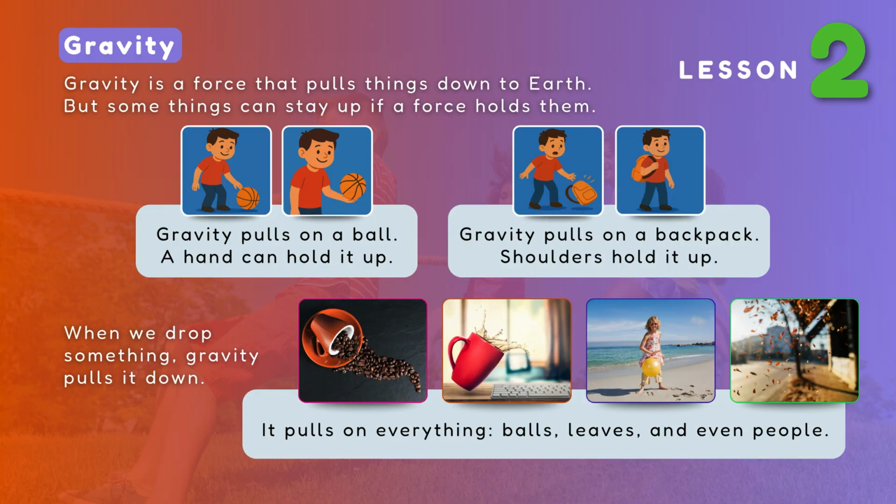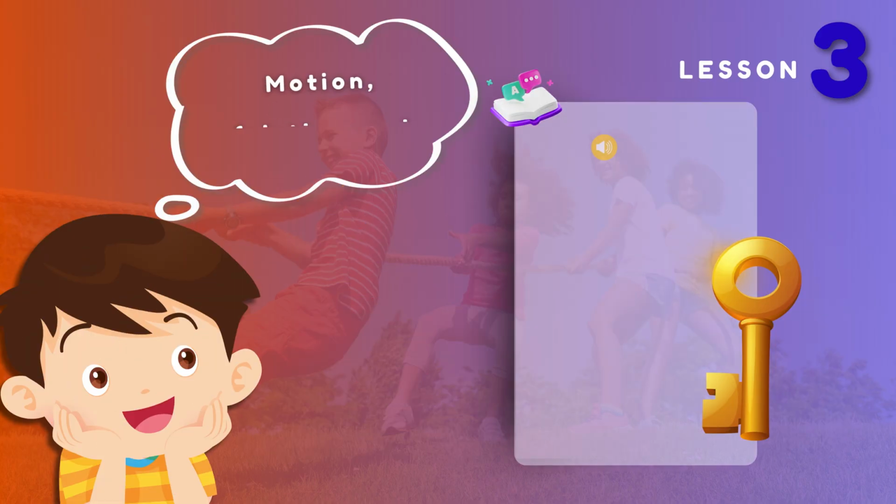Gravity. Gravity is a force that pulls things down to Earth. But some things can stay up if a force holds them. Gravity pulls on a ball. A hand can hold it up. Gravity pulls on a backpack. Shoulders hold it up. When we drop something, gravity pulls it down. It pulls on everything. Balls, leaves, and even people.